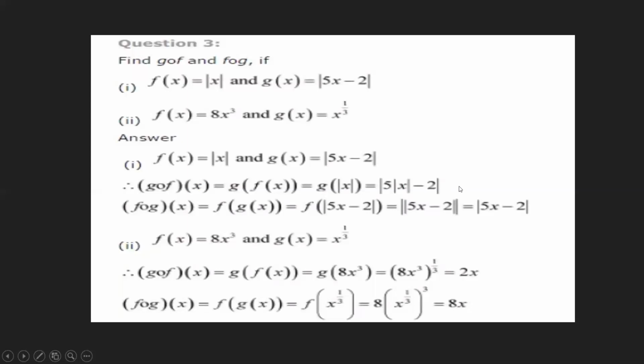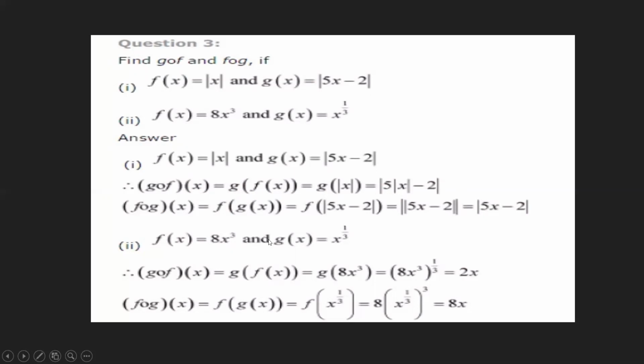This is my GOF. Now we'll be finding f of g, which means f of g(x). g(x) is modulus of 5x minus 2, and I'm getting here double modulus of 5x minus 2. That is just a modulus of 5x minus 2. So these two things you can see are not equal. So do not write f of g is equal to GOF.